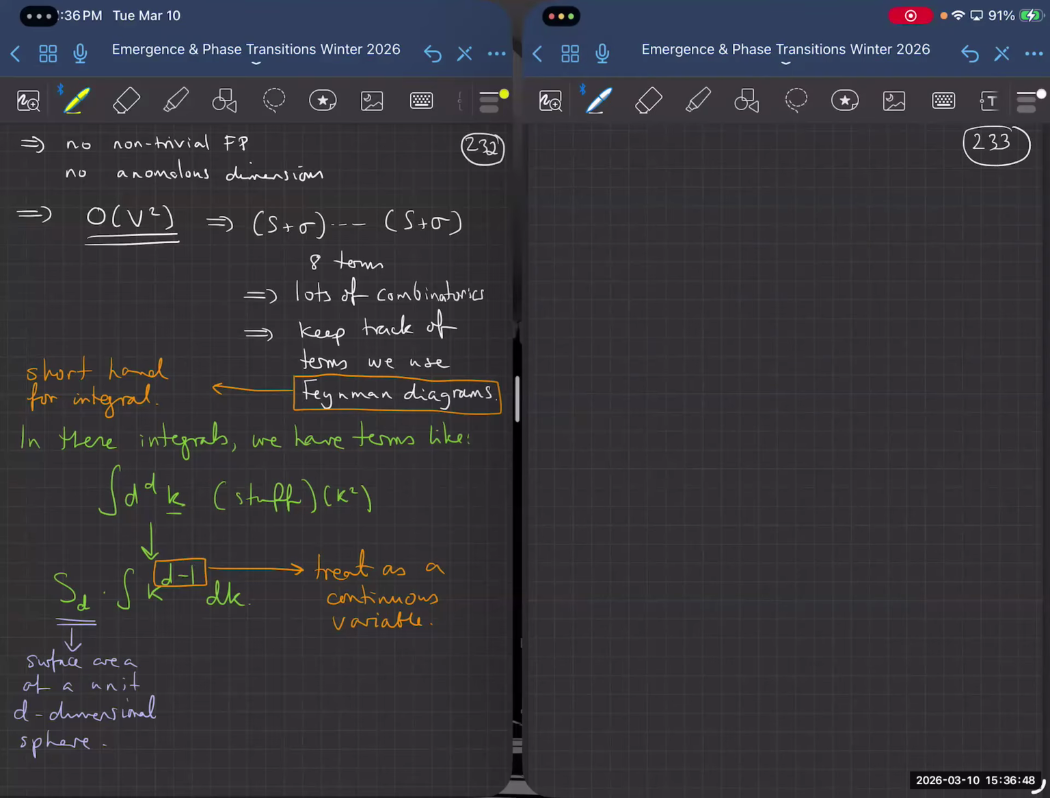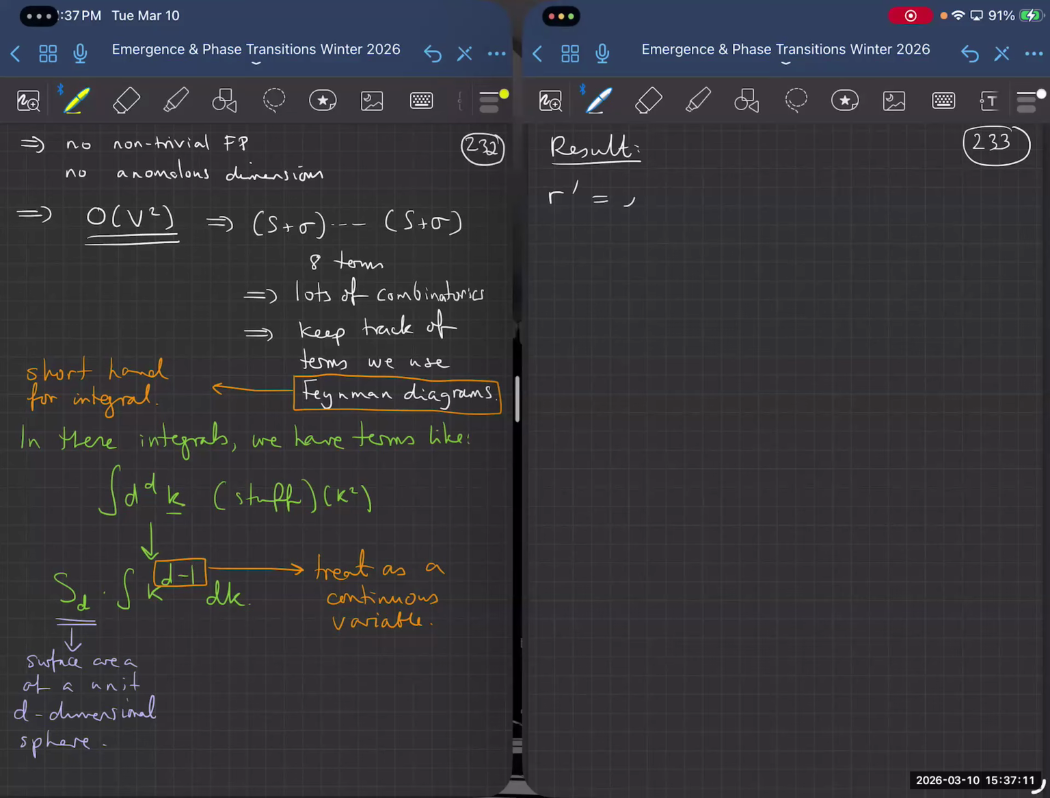Okay, so here's the result. There's nothing intuitive about this result. There's just a big mess, and I'll probably write it down with a typo as well. I just want to show you that you can do the calculation. Here is the renormalization group calculation to order epsilon squared. So it looks like this.